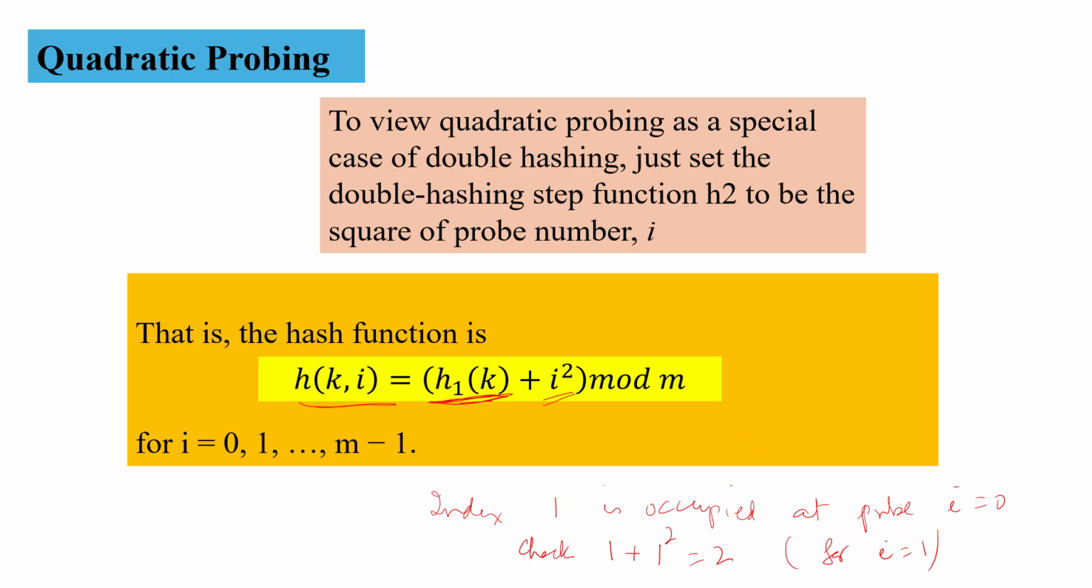So for now, we discussed double hashing as an open addressing technique, and linear probing and quadratic probing as special cases of double hashing.